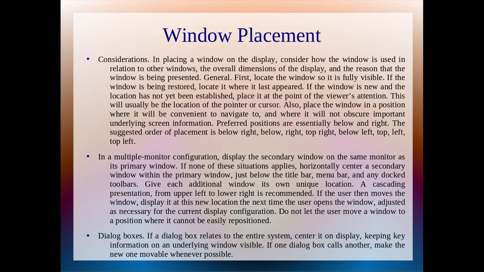Considerations. In placing a window on the display, consider how the window is used in relation to other windows, the overall dimension of the display, and the reason that the window is being presented. General. First, locate the window so it is fully visible. If the window is being restored, locate it where it last appeared. If the window is new and the location has not yet been established, place it at the point of the viewer's attention. This will usually be the location of the pointer or cursor. Also place the window in a position where it will be convenient to navigate to and where it will not obscure important underlying screen information.